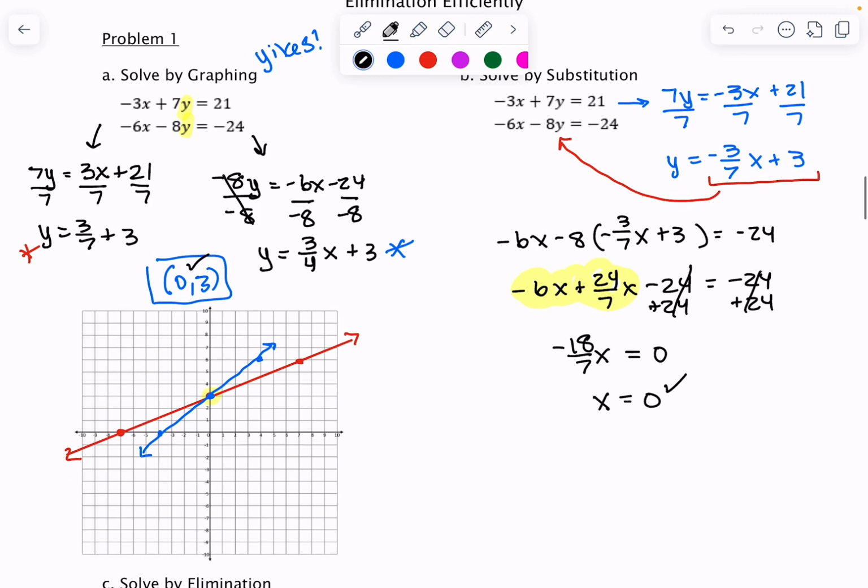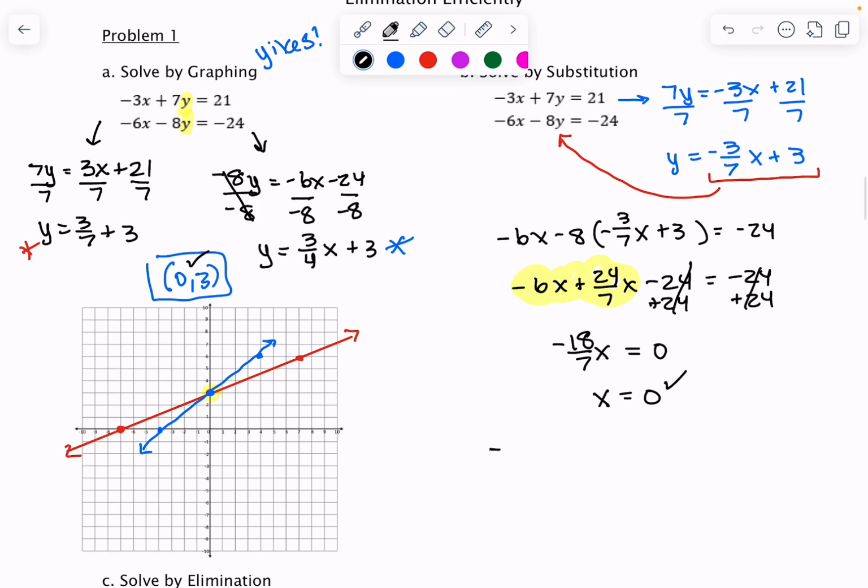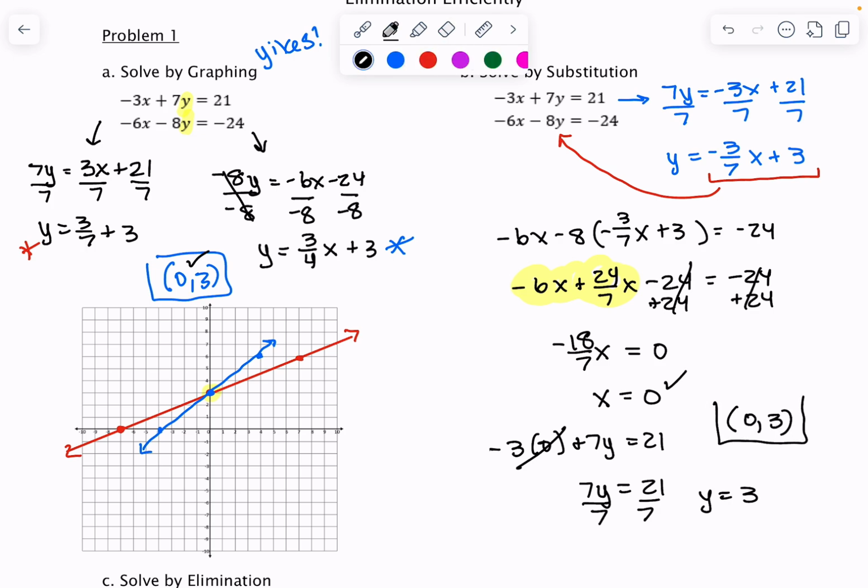But now I've still got a big pain here. Now I've got to substitute that 0 back in. So negative 3 times 0 plus 7y equals 21. The 0 cancels. 7y equals 21. Divide both sides by 7, and I get y equals 3. But look how much work that took. That took a lot amount of work. So maybe substitution isn't great when x and y are on the same side.